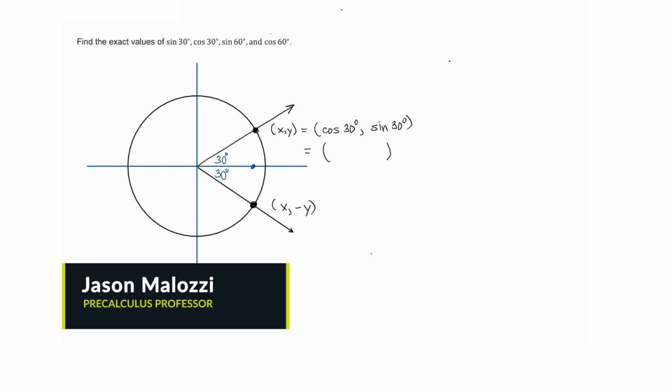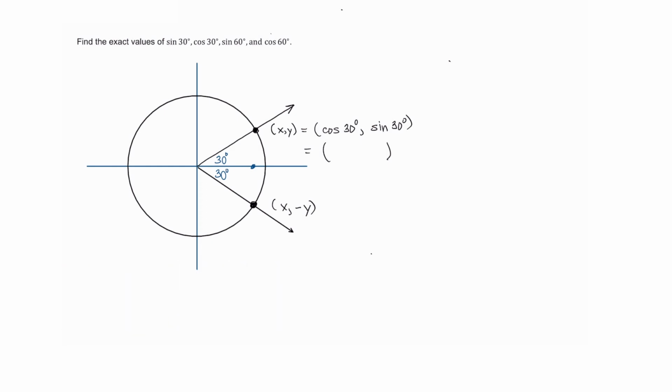What we're going to do in this video is use properties of the unit circle and 30-degree angles to find the exact values of sine of 30 degrees, cosine of 30 degrees, sine of 60 degrees, and cosine of 60 degrees. So you see here drawn in the figure, we have a unit circle. We remember that has center at 0, 0, and radius 1. That's the definition of a unit circle.